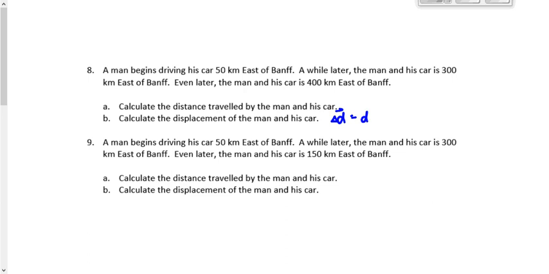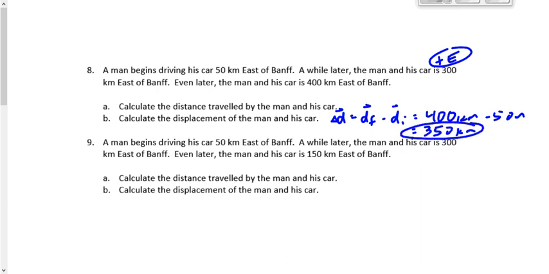These are positions, so we're going to subtract the final minus the initial. What's the final position here? 400 kilometers east of Banff. What's the initial position? 50 kilometers east of Banff. What's the displacement? 350 to the east. What about this 300? Where do I put that in? I don't. What matters is where I end up and where I start. It doesn't matter how I got there, right?